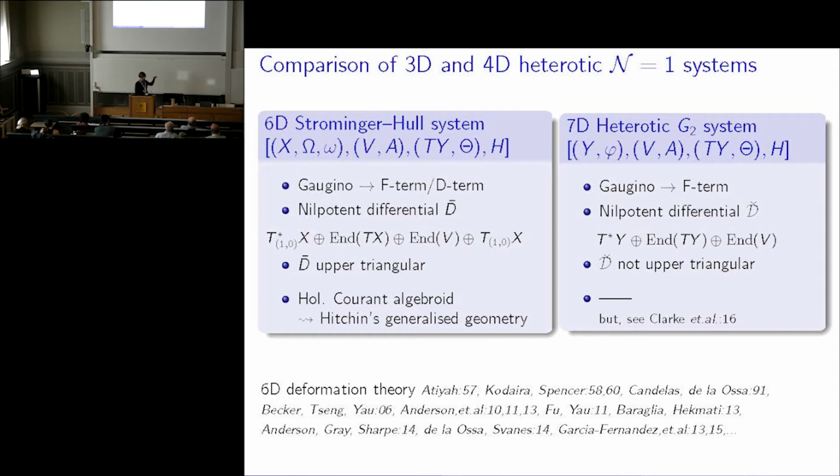It has entries more or less everywhere in this matrix. And in 6 dimensions, the fact that this is an upper triangular operator means that one can rewrite this bundle, so if I would call this bundle Q as well, one can rewrite it in terms of a short exact sequence, and there is a description in terms of a holomorphic Courant algebroid, and this connects to generalized geometry.